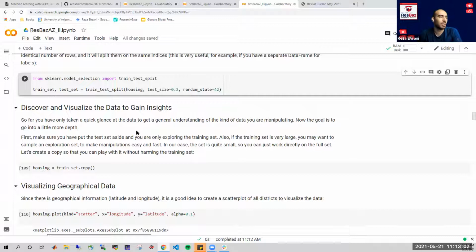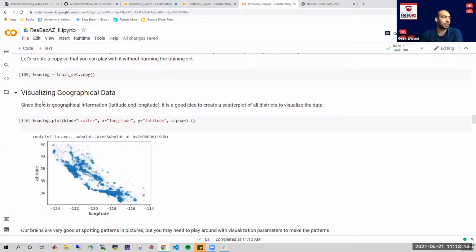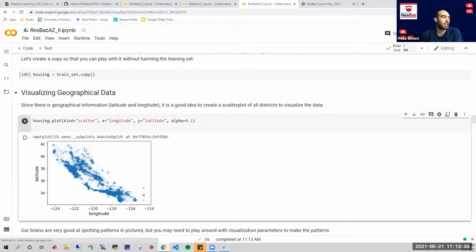Before that, let's create a copy of the training set we created and name it housing, keeping the training set aside. The first step would be to visualize the geographical data. Since there are longitude and latitude data available in our dataset, it's always a great idea to create a scatter plot of the districts to visualize the data. So this cell does that for you, and we are using the plot method of the data frame.